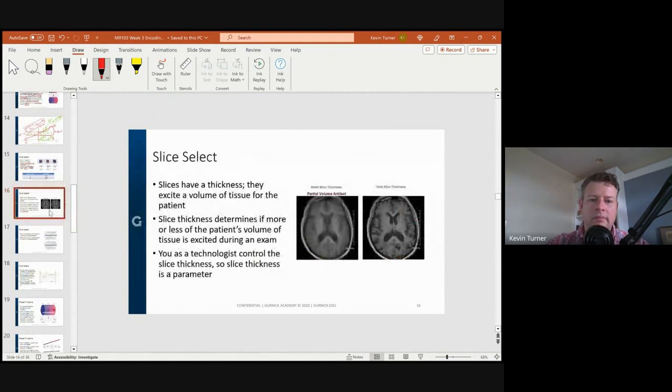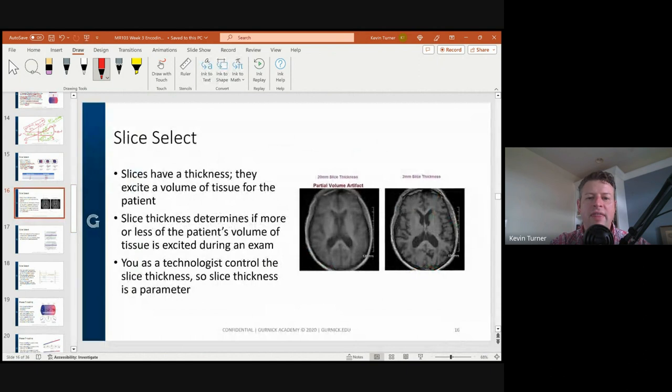Okay. So slices have a thickness. They excite a volume of tissue for the patient. So volume of tissue, we're thinking just, it's just graininess in the pictures. That's what noise is. But like I said, I don't want to get too far into it because I have time next week and I don't have time this week. And I've got to pick and choose what we learn here, right?